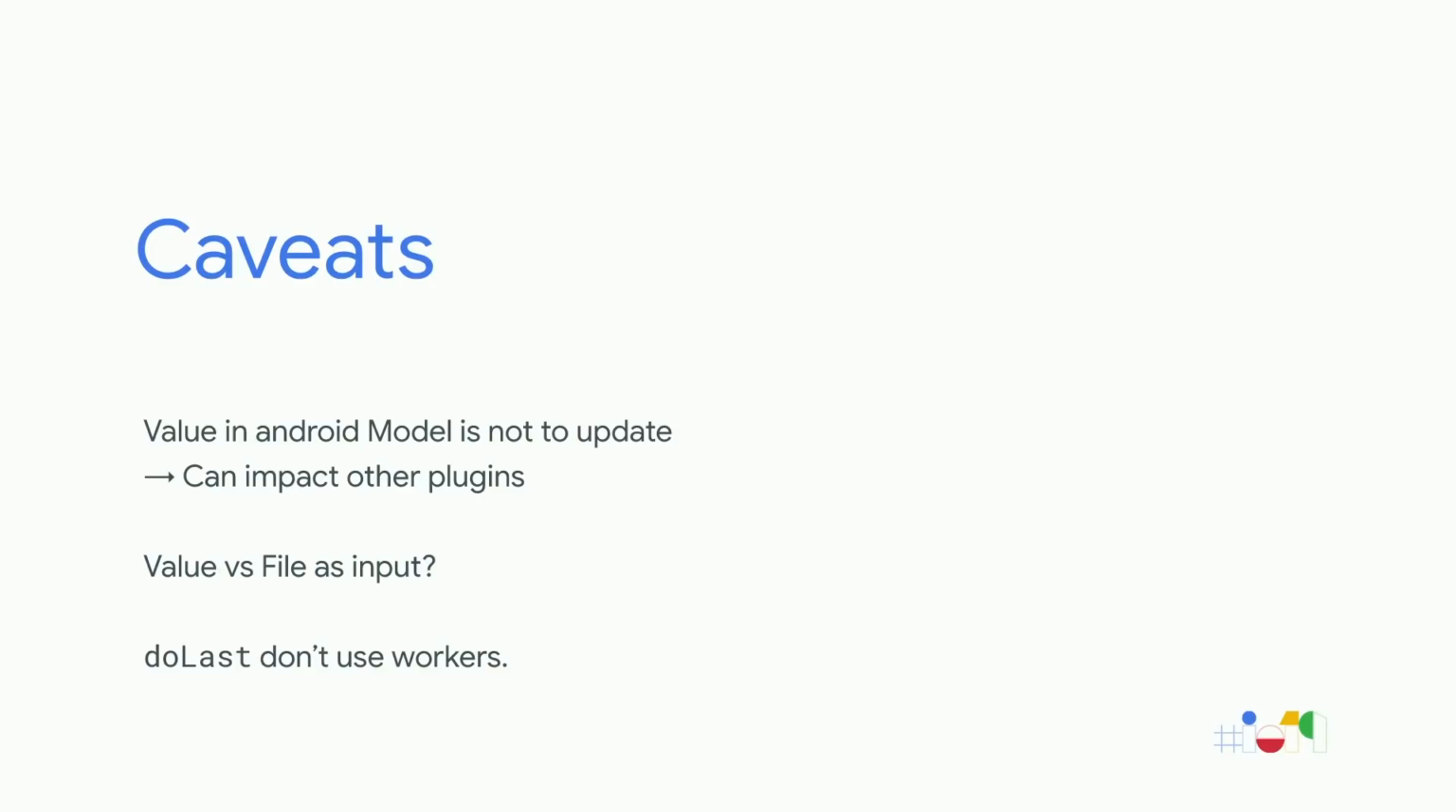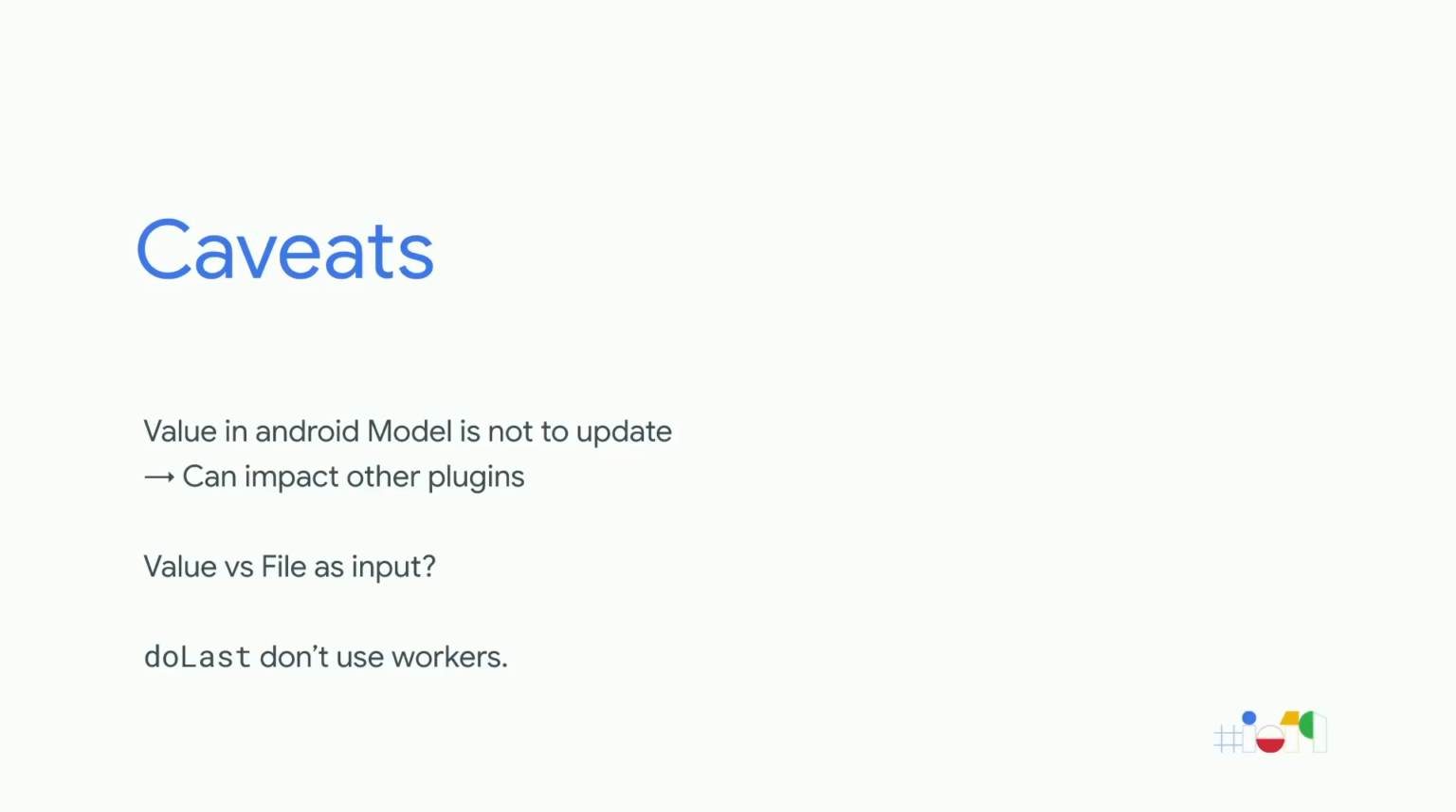Some caveats here. The model is not up to date, so if you have another plugin that uses version code, it's not going to get the value. Here I use a value as an input. Generally, you want to use a file. But the input here should be the git index, which can be really big. So do I want to do a checksum of all of it? Maybe using JGit, I can get the value faster. So up to you. Figure it out.